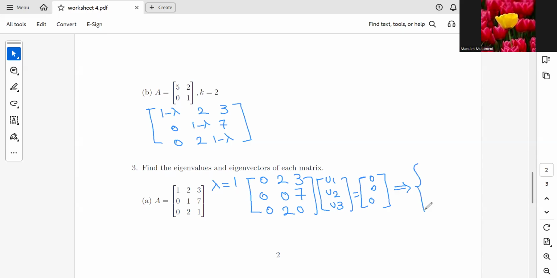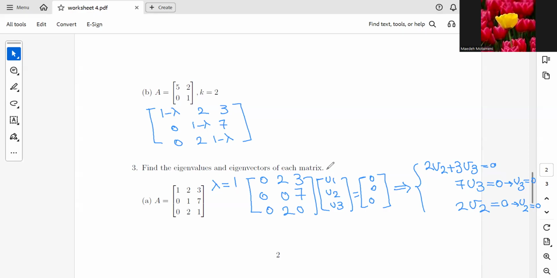From this one, if you would like to write the system of equations, we would multiply the left parts, and that would be 2v sub 2 plus 3v sub 3 equals 0. Also, we would have 7v sub 3 equals 0, and 2v sub 2 equals 0. Of course, from the second one, we would have v sub 3 equals 0, and from here, we would have v sub 2 equals 0. But what about v sub 1? There is no obligation for v sub 1.